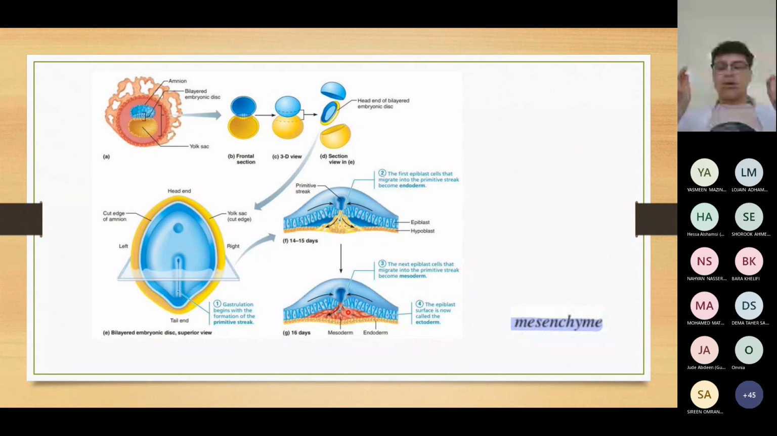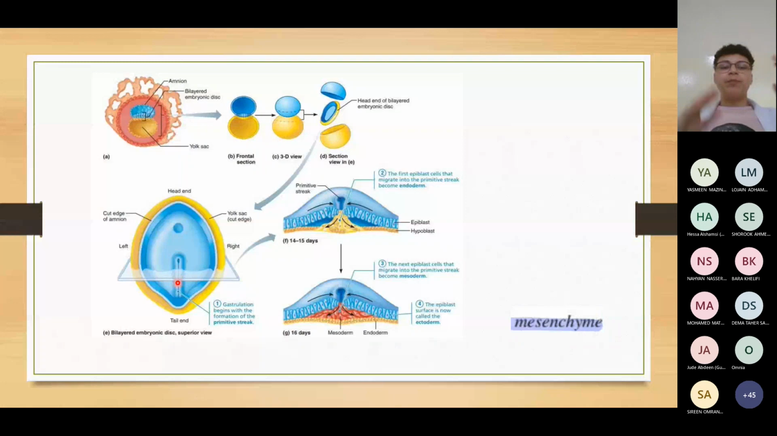Yes. Can you please repeat it? Okay, yeah, sure. I'm going to repeat it again. You are standing in the amniotic fluid, looking down. Try to imagine yourself. What you're going to see is a structure like this, and you're going to see something like a line. We call this line the primitive streak, and this is the first step of gastrulation and the formation of the three primary germ layers.